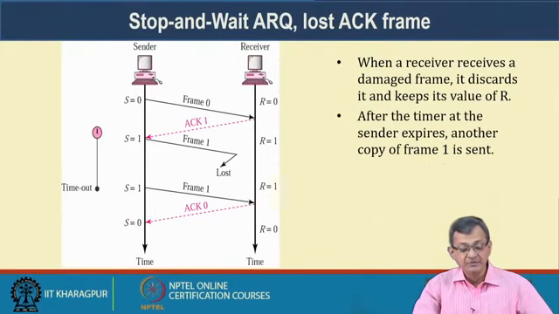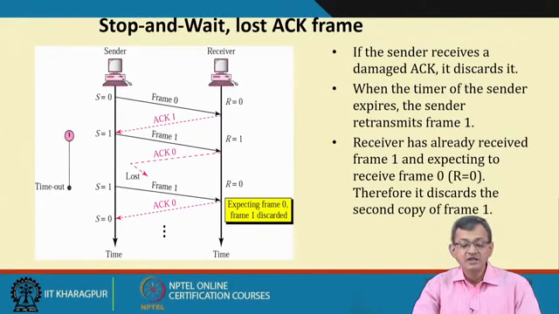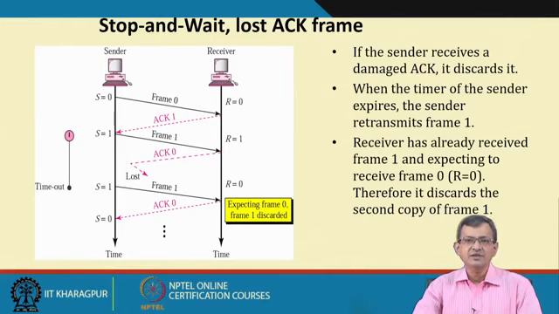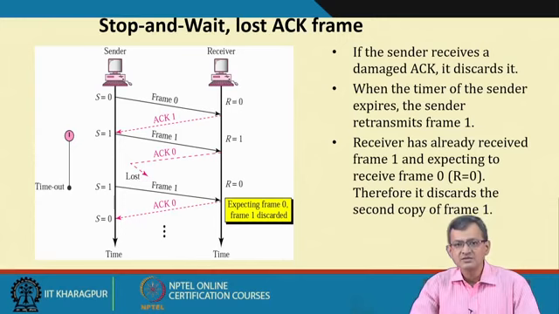So this is a lost frame, and here it is a lost acknowledgement frame. In this case, if the sender receives a damaged acknowledgement, it discards it, right. The sender gets the acknowledgement which is a damaged one and it discards it. How is it identifying? In the format we have the FCS, frame check sequence, CRC 32 and so on. It is able to find out whether there is an error or not.